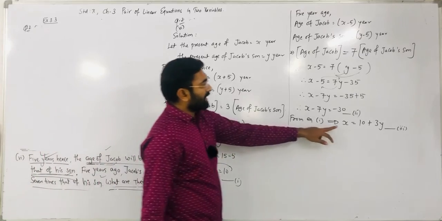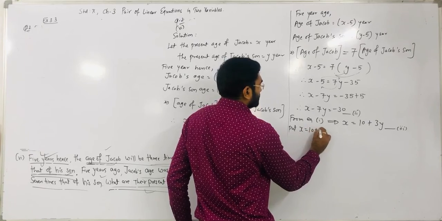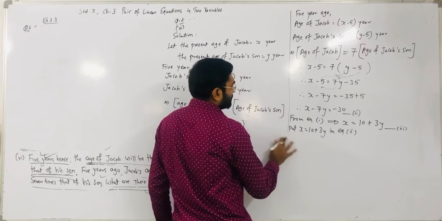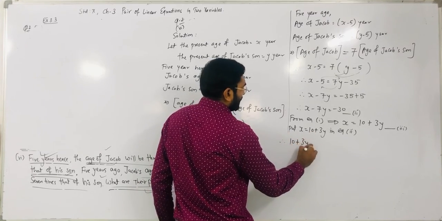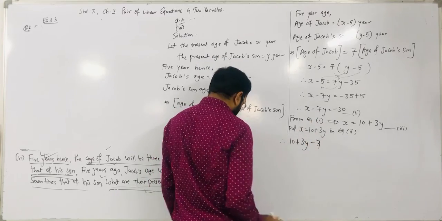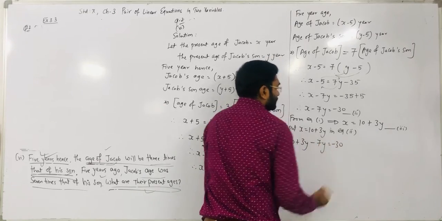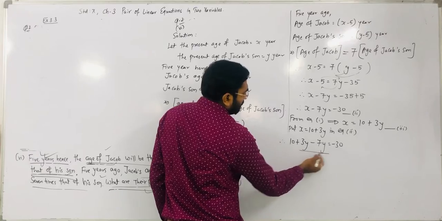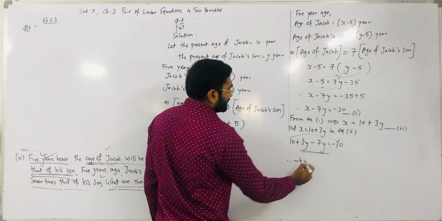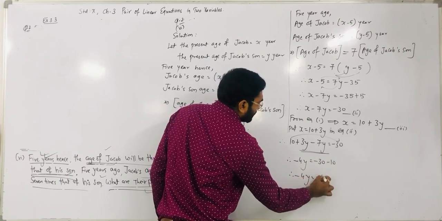Now that equation 3 x value we put in equation number 2. Put x is equal to 10 plus 3y in equation number 2. So in equation number 2, what does it become? 10 plus 3y minus 7y is equal to minus 30. Right? Now plus 3y minus 7y, so we get minus 4y. Plus 10 goes to the right hand side, becomes minus 10. Right? So minus 4y is equal to minus 40.